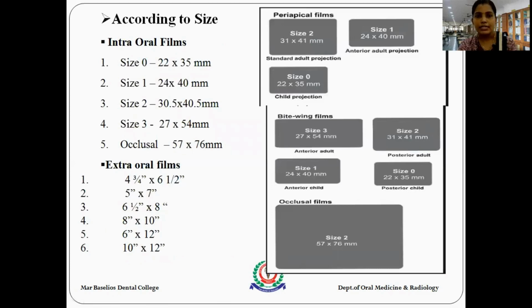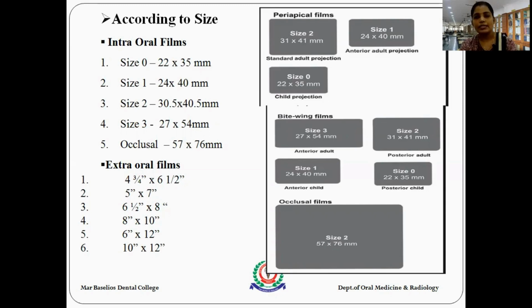Now, according to size, we have classified intraoral films. I told earlier, we have the periapical film, bitewing film, and the occlusal films. Now, let's see how these films are classified on the size. So, we have the size 0 film, that is 22 into 35 millimeter size. Then we have the size 1 intraoral film, that is 24 into 40 mm. Size 2 film, that is 31 into 41 mm. And then we have the size 3 film, which is 27 into 54 mm, and the occlusal film, that is 57 into 76 mm size.